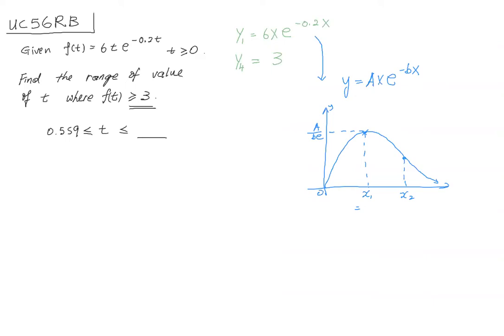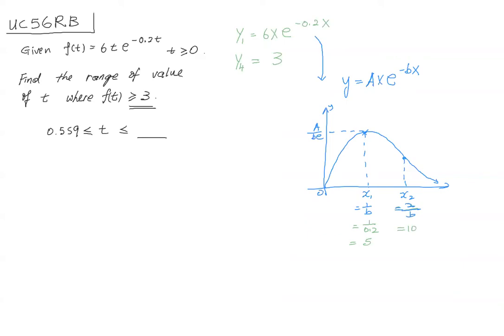So for our case, this is 1 over B. All of us have to know this. For our case, this is 1 over 0.2, which is 5, right? And this one will be 2 over B, so double it. Our case here will be 10. So if you know this, correct?